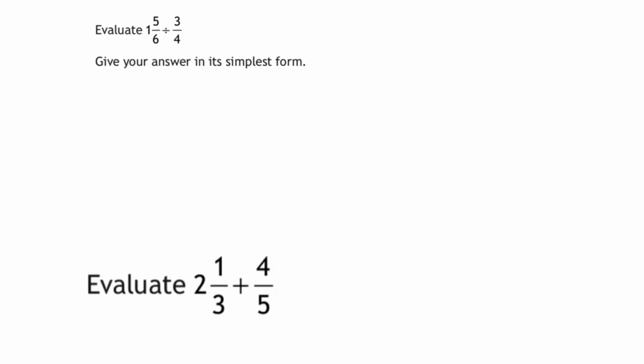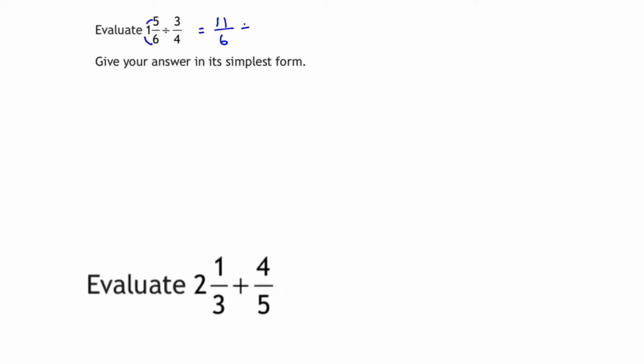So remember, we can't multiply or divide when we've got mixed numbers. That's too complicated. So we change 1 5/6 into an improper fraction. So remember, you do that times that, add that. So 6 ones are 6, add 5 is 11. And we're dividing by 3/4. So remember, to divide by a fraction, you multiply by the upside down version of the fraction.